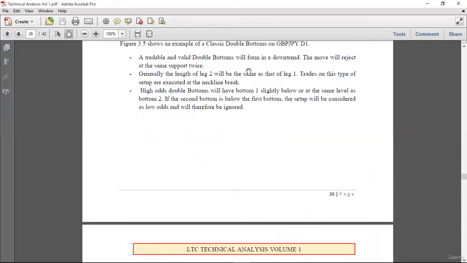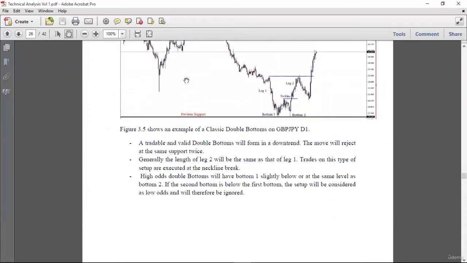A tradable and valid double bottom will form in a downtrend. The move will reject at the same price twice, as it did here, in a downtrend. Generally, the length of leg 2 will be the same as that of leg 1 if they are rejecting on the same price. This leg will be the same number of pips as this one. But if they are not rejecting on the same price, if this one rejected slightly above this, then this will have fewer pips, just a small fraction compared to that one.